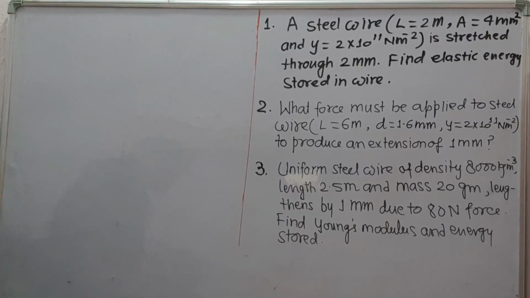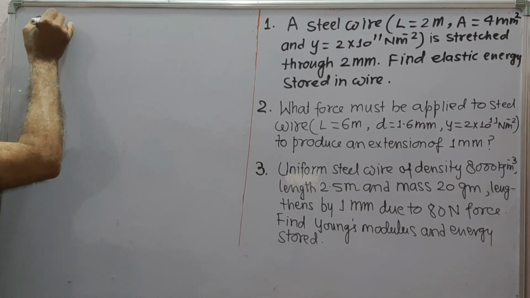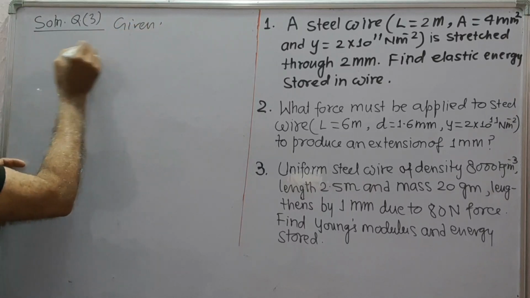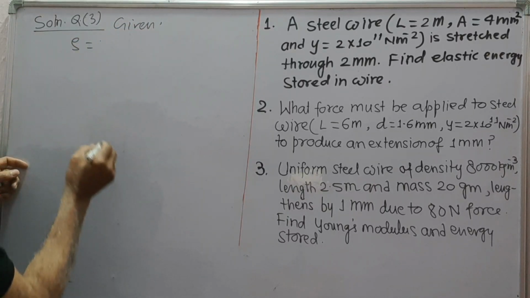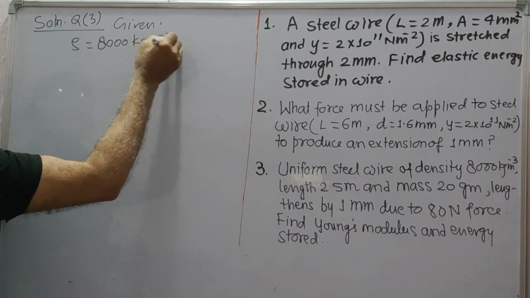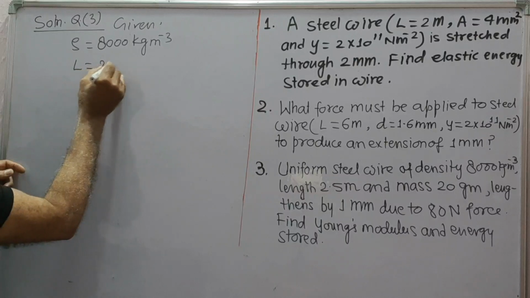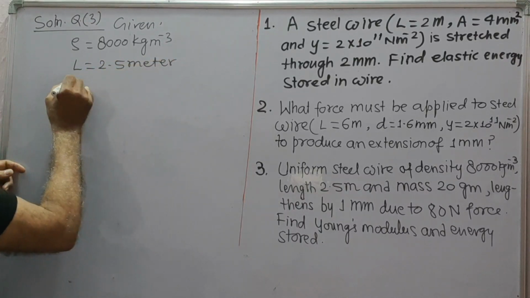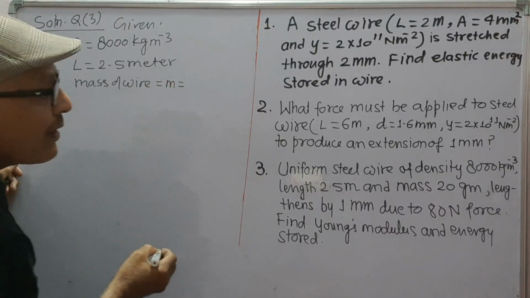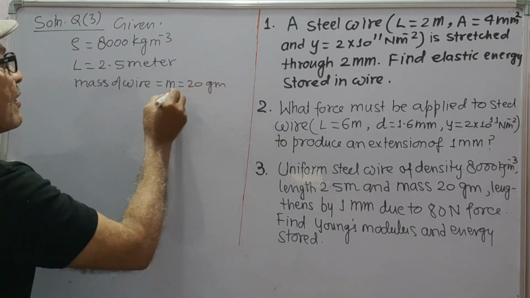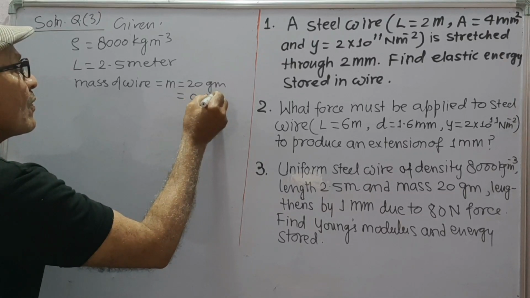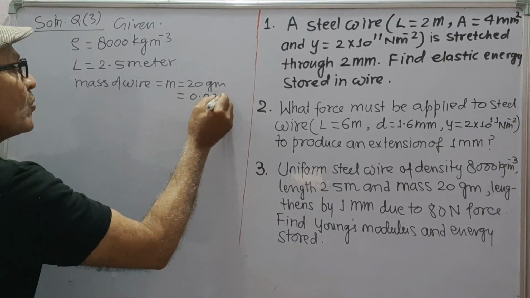Now, solution to question 3. Given: density 8000 kg per meter cube, length 2.5 meter, mass, this is the mass of wire, 20 gram, which will be equal to 20 upon 1000, means 0.02 kilogram.